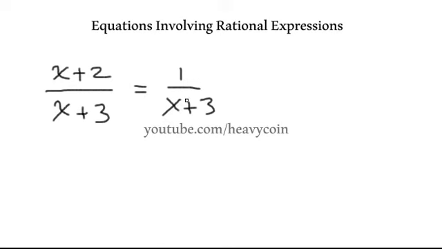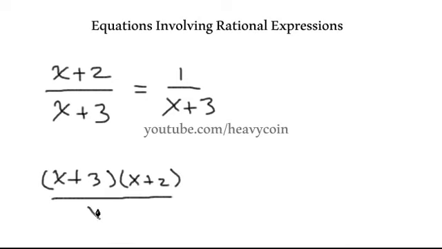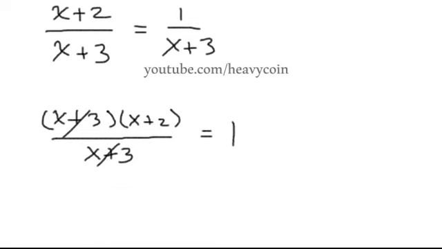This x plus 3 is down here in the denominator, so we can bring it up into the numerator over here. So this becomes (x + 3) times (x + 2) over (x + 3), and that's equal to 1, right? So you just take this diagonally up over here. But we have an x plus 3 in the numerator and an x plus 3 in the denominator, so those are going to cancel out.